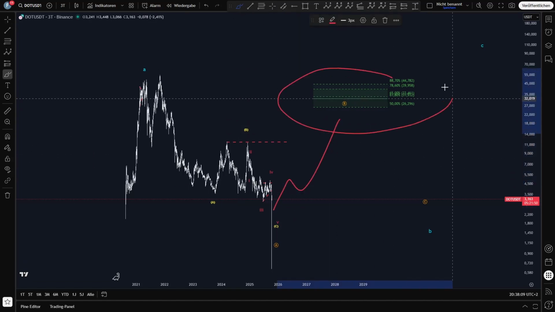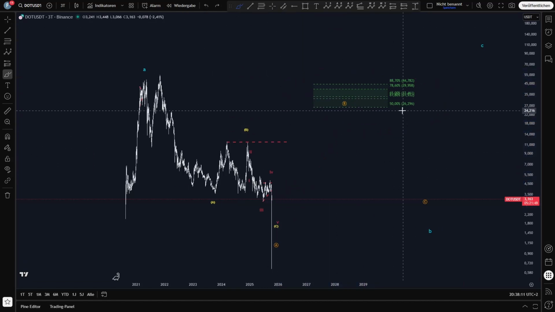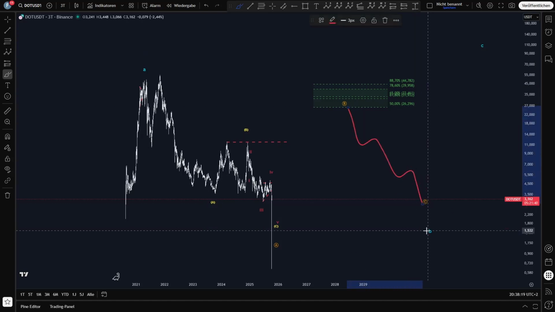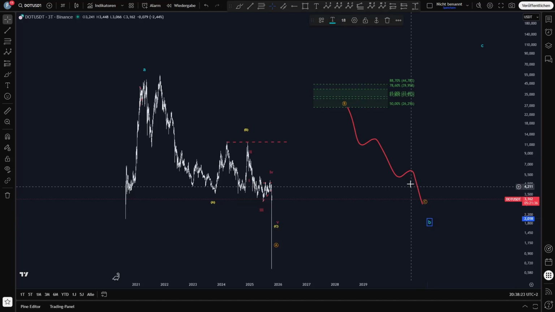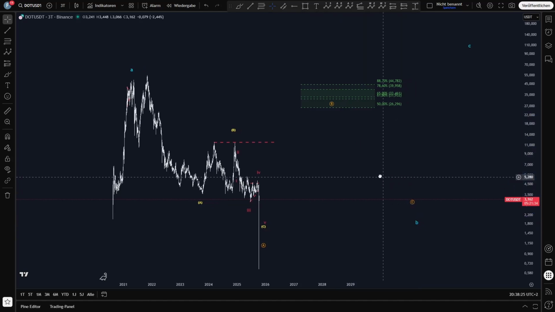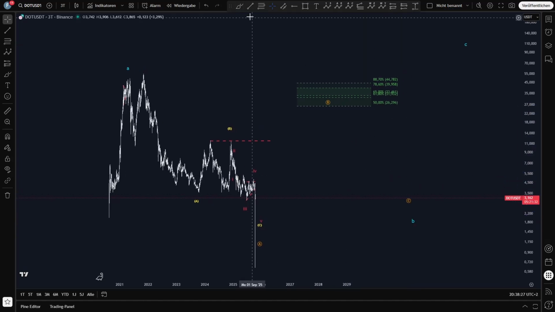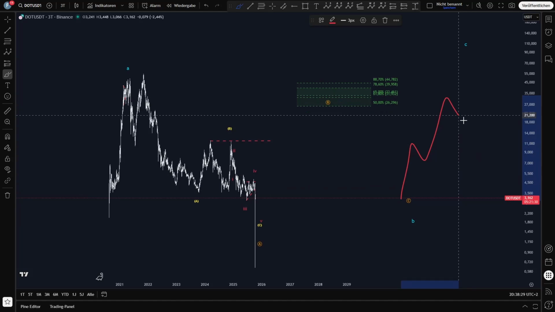I also added here a support area, starting at the 50% level at $26, extending to the 88% level at $44. And from there, a pullback, a 5-wave move pullback in a wave C. And from there, we can get a low in a wave B, before starting the last 5-wave move to the upside, 1, 2, 3, 4, 5 in a wave C.